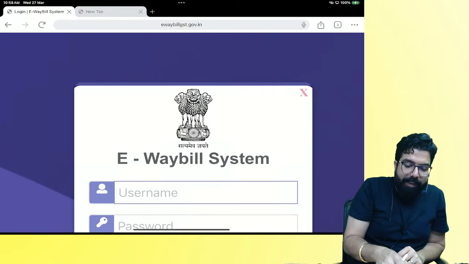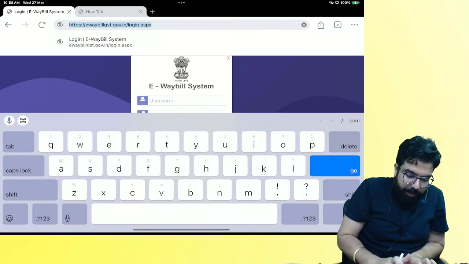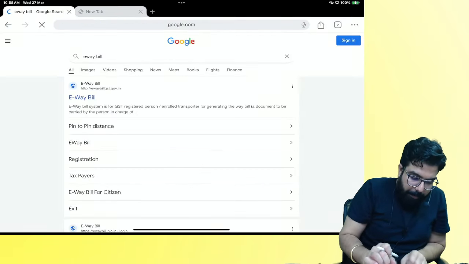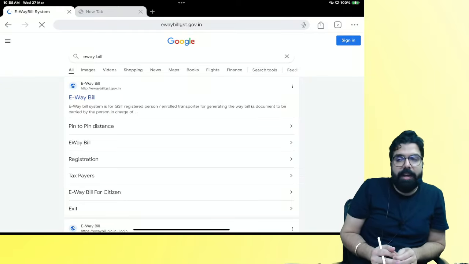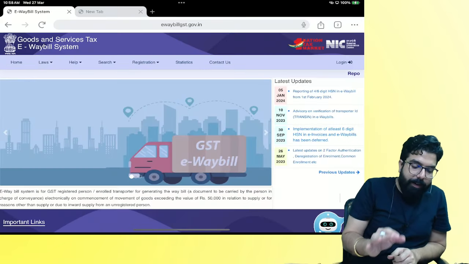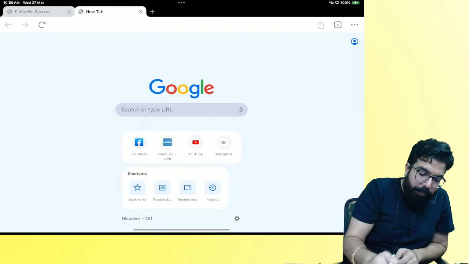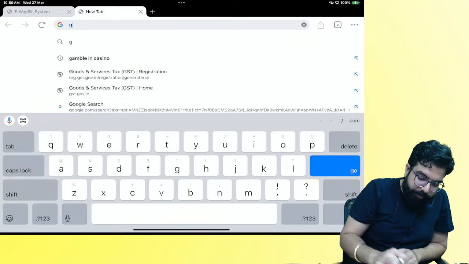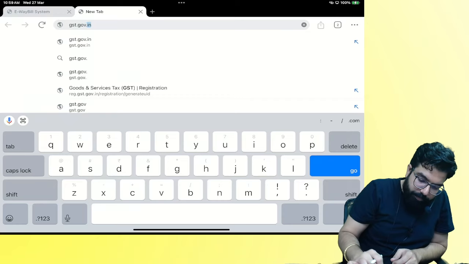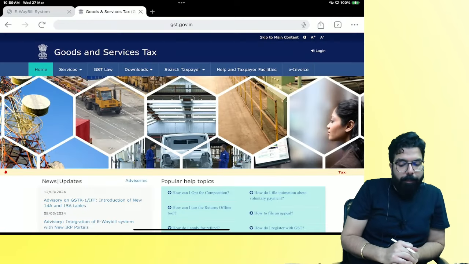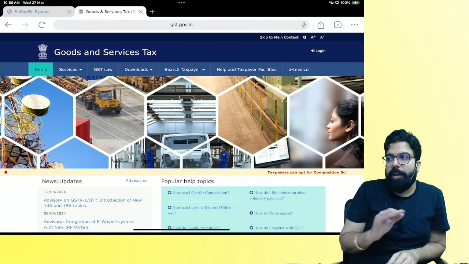This is ewaybillgst.gov.in. Can you see it? E-way bill, not login. This is the other portal, which is again known as the common portal. Now, one more I told you, which one, everyone? GST.gov. This is one more common portal. This is GST.gov.in, known as the common portal.